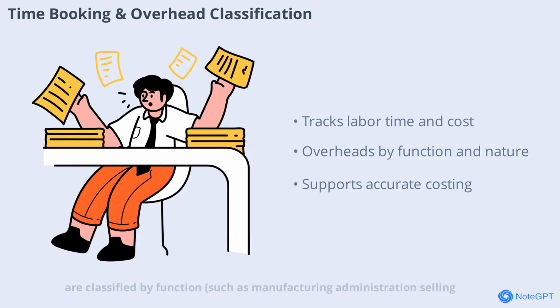Overheads, which are indirect costs, are classified by functions such as manufacturing, administration, selling, and distribution. By nature, they are classified as indirect materials and labor expenses, and by behavior, as fixed, variable, and semi-variable. This classification helps in better cost control, budgeting, and decision-making. For example, factory rent is a fixed manufacturing overhead, while sales commission is a variable selling overhead. Proper classification and tracking of overheads ensure that all costs are accurately reflected in product pricing and profitability analysis.